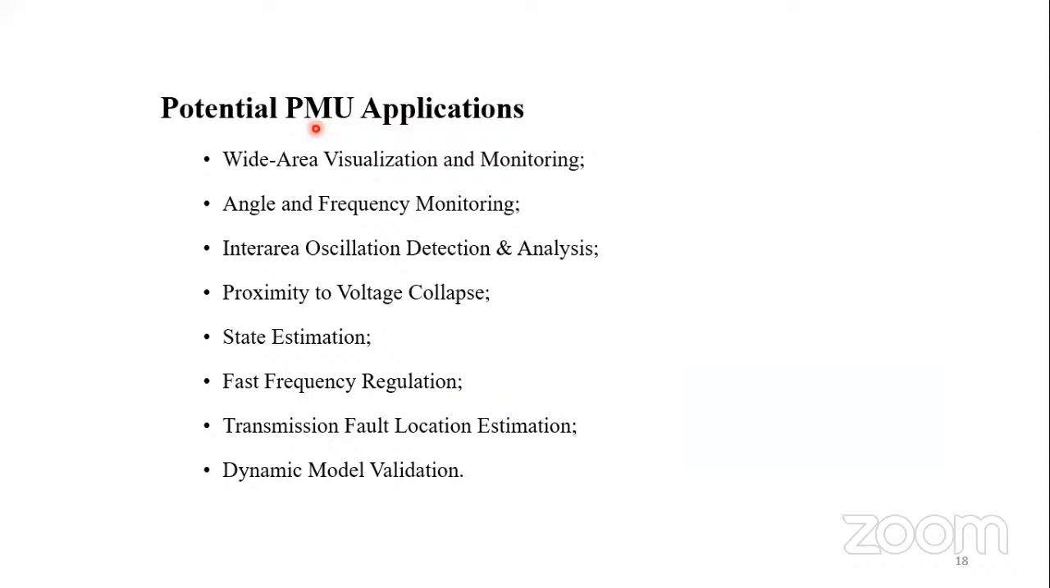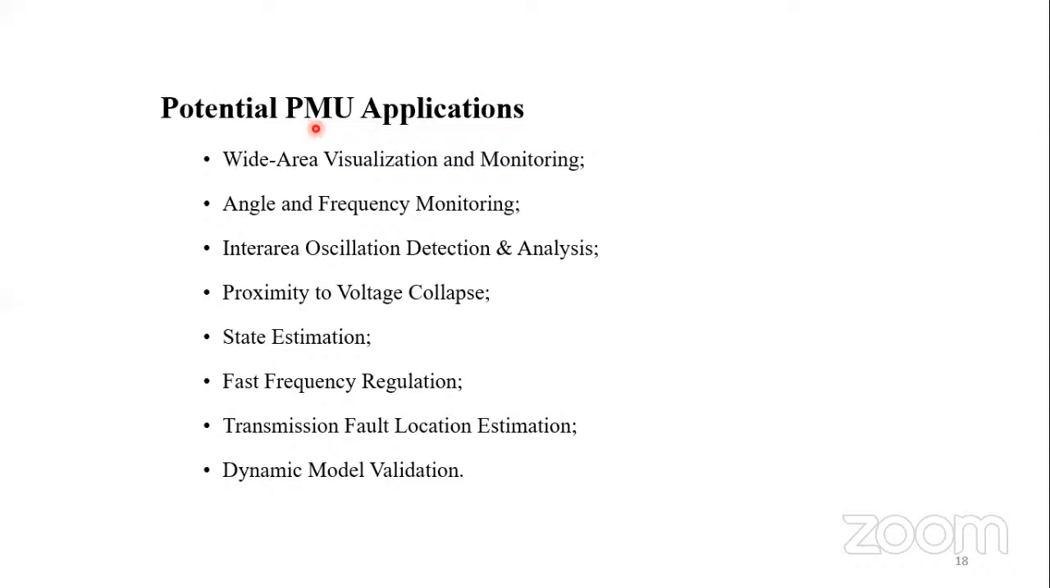And also with the help of PMU, we can measure angle and frequency, that is phase angle and rate of change of frequency, that is ROCOF, and we can also find inter-area oscillations. Also we can deal with voltage collapse with the help of PMU. Voltage collapse is linked with the voltage instability problem. PMU has the advantage of measuring the voltage magnitude as well as phase angle, so with the help of PMU we can avoid voltage collapse also.